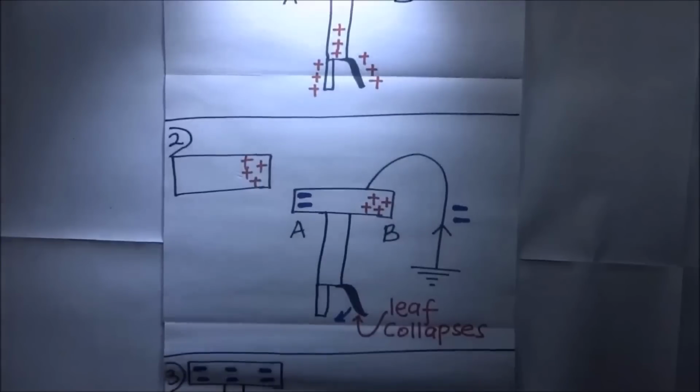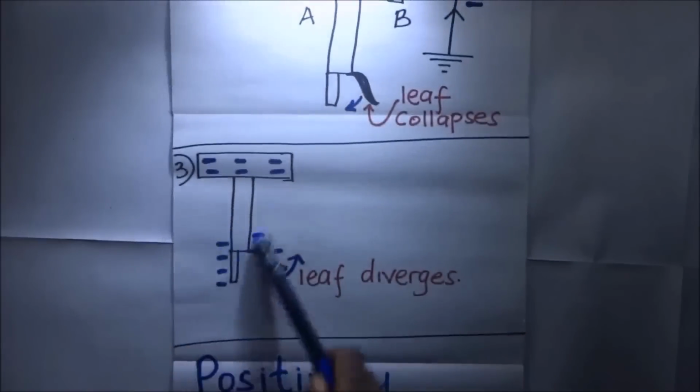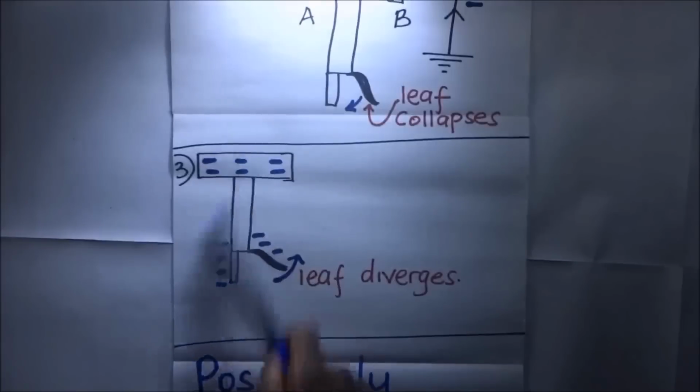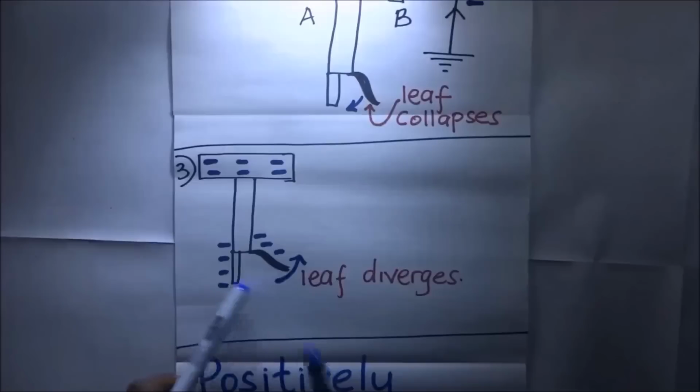When it collapses, we remove the earthing and this body at once. And when we do so, there is now going to be a net negative charge in the gold leaf, and so this will cause the leaf to diverge once more. And that is how we charge a gold leaf electroscope negatively by induction. So how do we do it positively?